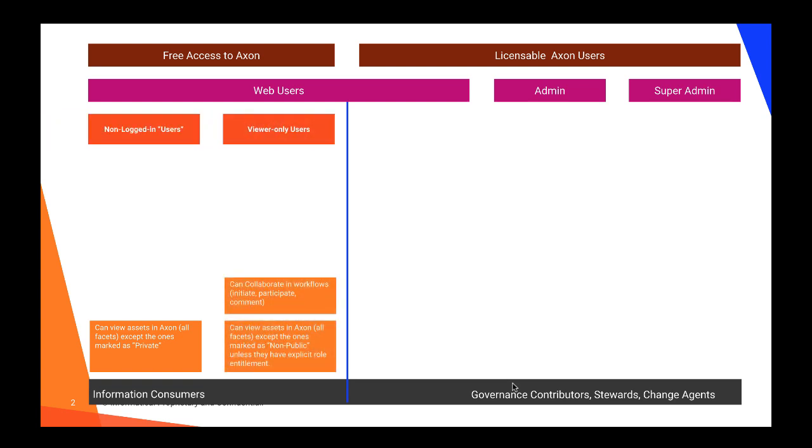There will also be viewer-only users. This is the next step up in that they will be logged in, so they'll be named, and once they've logged in, they then earn the right to be able to raise change requests. So the idea is that you want to have these people collaborating on improving the data within Axon and making the metadata the best available. Now these are still free, the idea again being to drive collaboration forward.